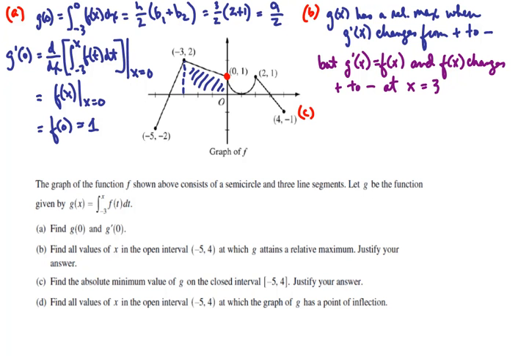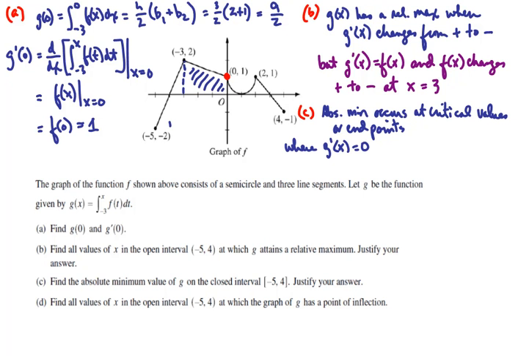So that's part B. In part C, we're asked to find the absolute maximum of g on the closed interval from -5 to 4. We know that the absolute extremum has to occur at either critical values or endpoints. Critical values are where g prime of x is equal to 0. But g prime of x is just f of x. And f of x is 0 when x is -4, 1, and 3.